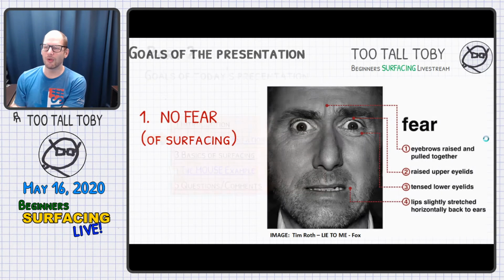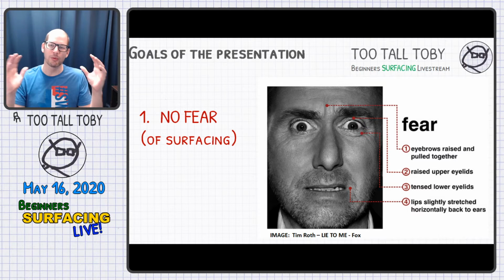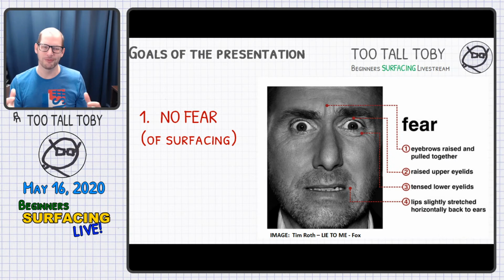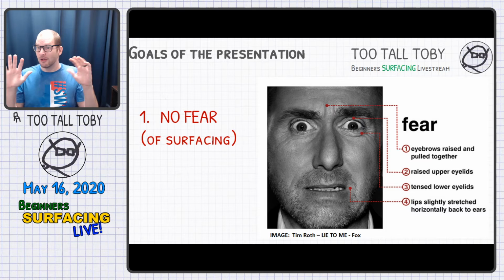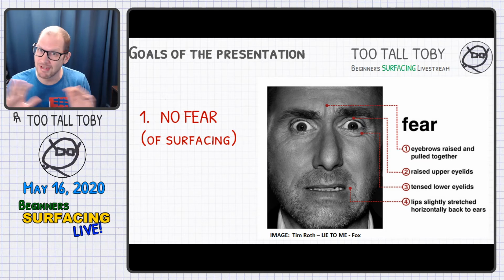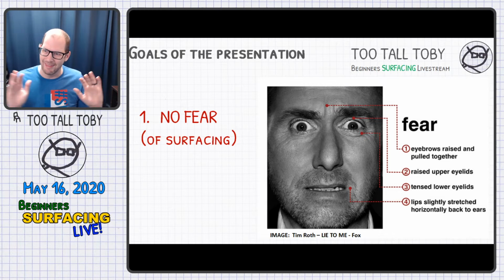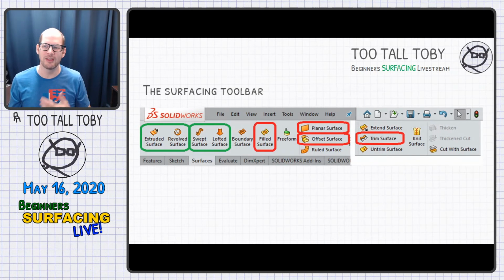All right, so let's talk about the goals of this presentation. The goal of this presentation is to remove the fear of surfacing. If you receive a surface model, a lot of us, when we're first getting started in SolidWorks, have this attitude of, I don't do surfacing. No, I've never learned those tools. I never learned how to do that. That's not for me. And I don't want you to feel like that. At the end of this presentation, I hope that you don't feel like that. And the way that we're going to approach this is by showing you some of the basic tools in surfacing and showing you that the ones that are in green here are pretty much the same as what you would expect from the solid equivalent.